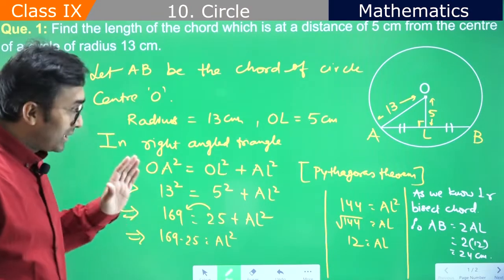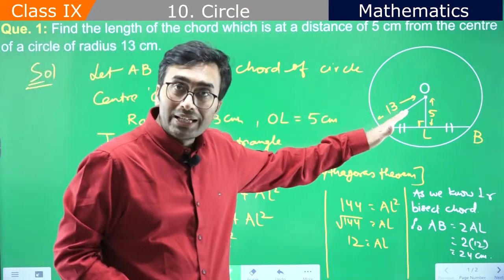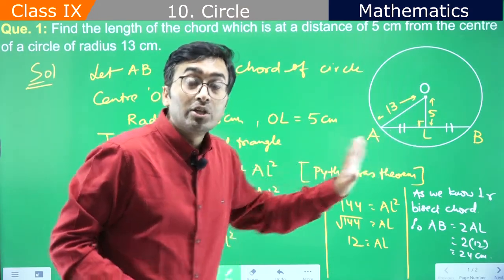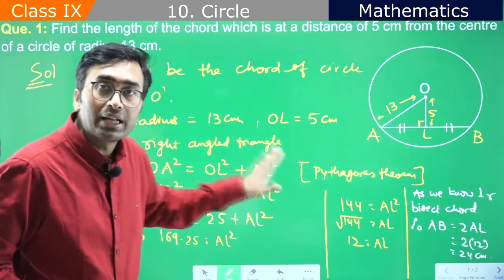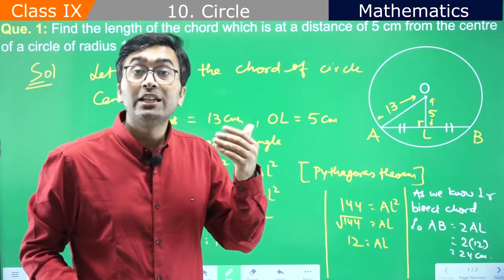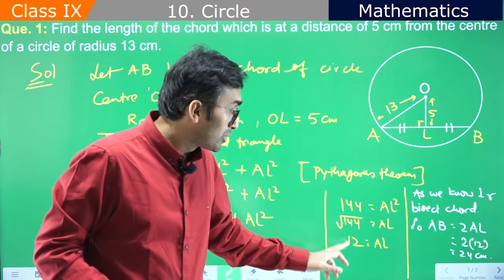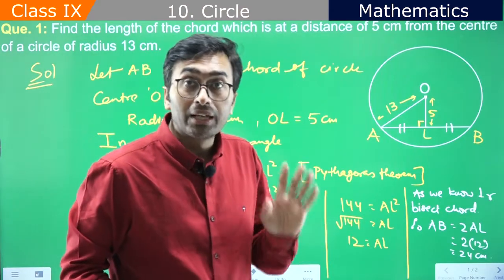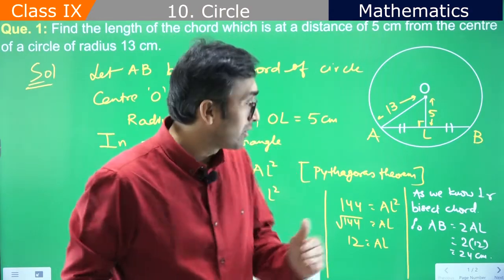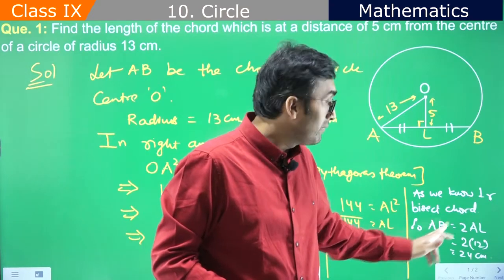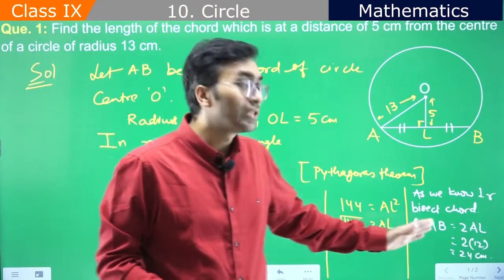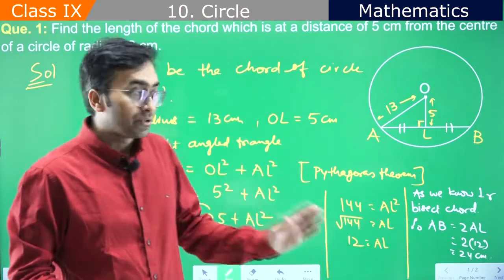Understand everything? Once again, the radius was given as 13 centimeter and the perpendicular was given as 5 centimeter. We applied the Pythagoras theorem in a right angle triangle, simplified it, and got the value of AL, taking it as positive because it's a distance. So it is 12 centimeter, and as per the theorem the perpendicular bisects the chord. So the length of AB will be twice of AL, which is 24 centimeter. You can have a look.